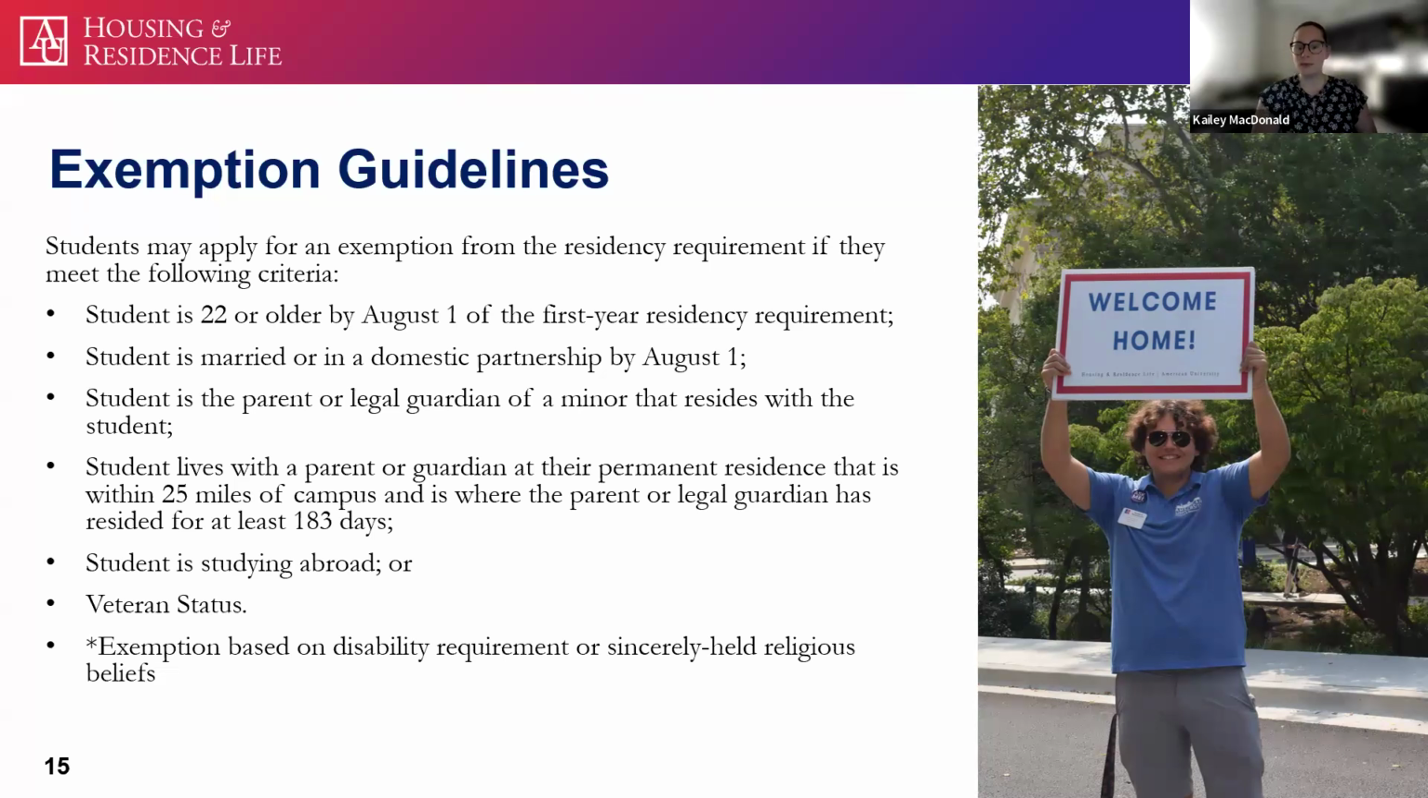If the student lives with a parent or guardian at their permanent residence, that's within 25 miles of campus and where the parent or legal guardian has resided for at least 183 days. I specifically want to call out, if you currently live somewhere, you moved there last January, for example, that would obviously qualify. But if you are trying to sign a lease that will start August 1, that would not meet that criteria because you have not been in residence and also would not be in residence when you are submitting your exemption.